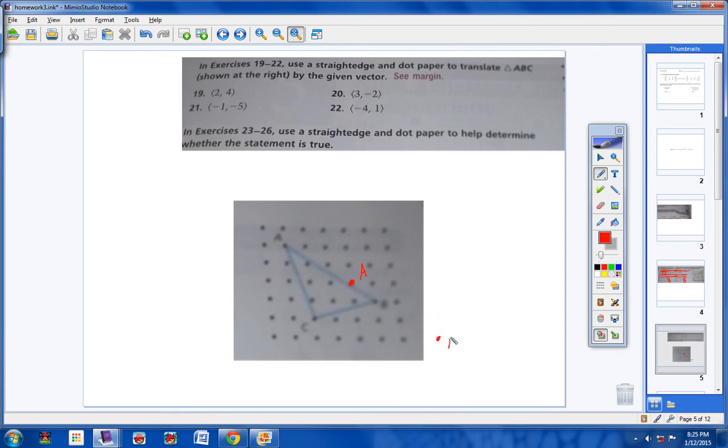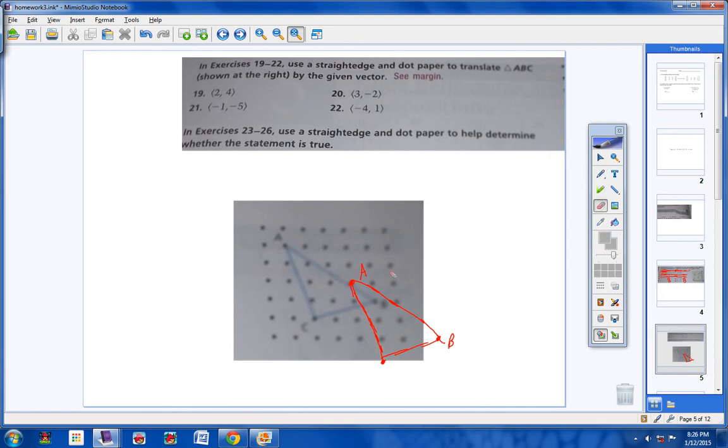So point B would be right here. Now, point C would be positive 3, 1, 2, 3, negative 2, 1, 2, right here. So there's our new triangle for number 20, okay? That's number 20 right there. Alright, number 20. Okay, let's continue on.